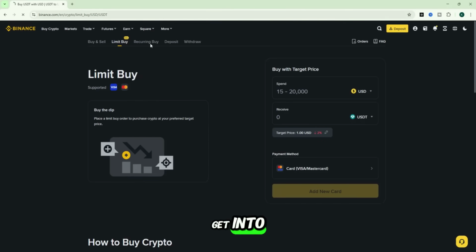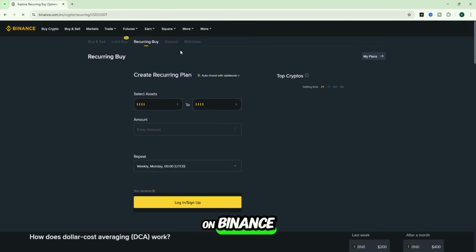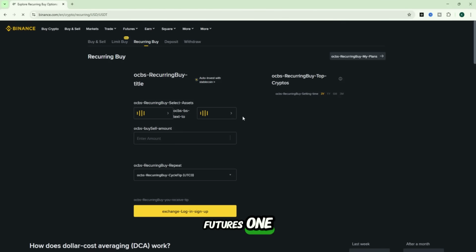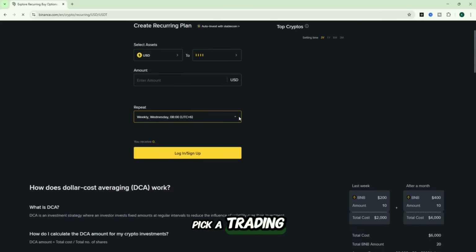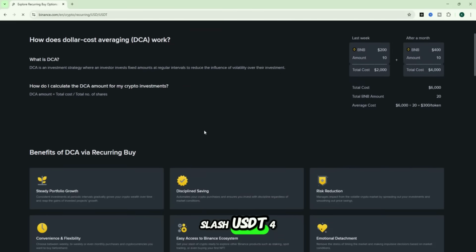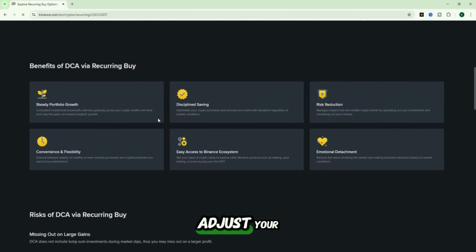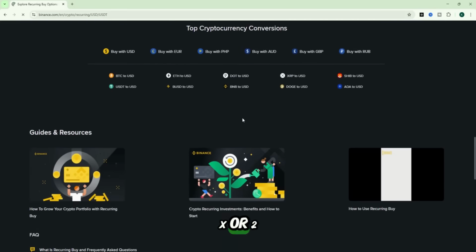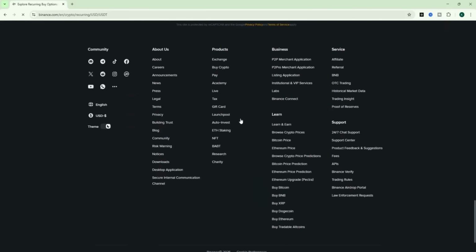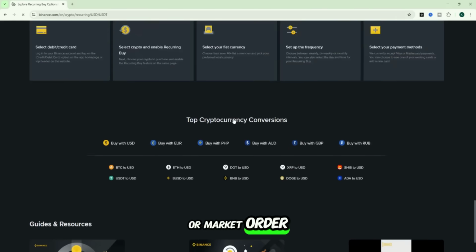Now, let's get into the fun stuff. Trading on Binance Futures. 1. Go to the Derivatives section on Binance. 2. Choose USDT-M Futures. 3. Pick a trading pair like BTC/USDT. 4. Adjust your leverage. I recommend starting with 1x or 2x. 5. Place a limit or market order.